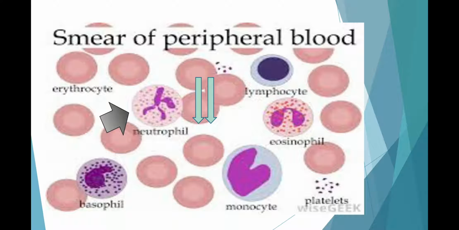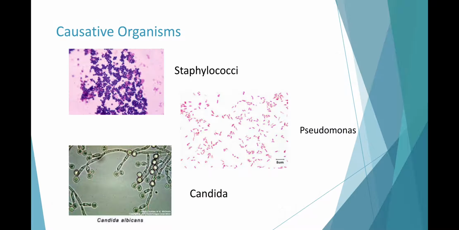This slide shows some of the immune cells. This is a neutrophil, which is multilobulated. This is a monocyte. These are some causative organisms. Staphylococcus is gram-positive. This is the gram-positive stain. Pseudomonas is a gram-negative. This is Candida, which is a fungal infection.